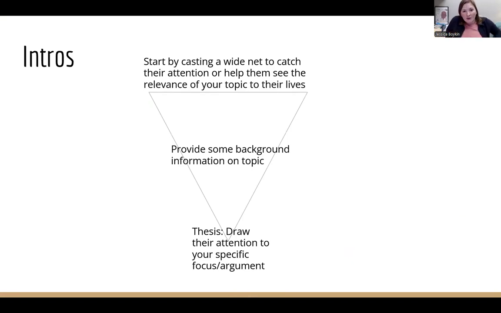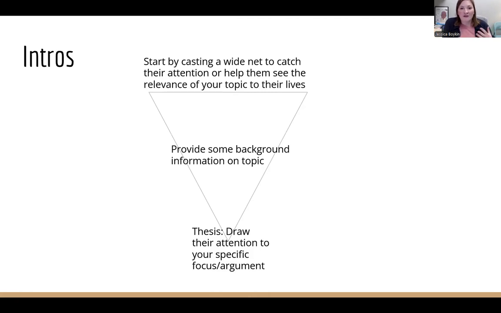You've probably heard with an introduction, you want to start with a hook. I actually usually refer to this as a net, because when we're thinking of a hook, we're thinking of fishing, we're trying to reel in a fish, right? But typically what you really want to do with an introduction is start with a sentence that appeals to as many readers as possible. That's why I like a net, because you're catching more than one fish, hopefully.